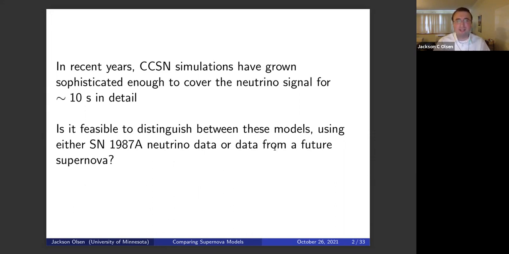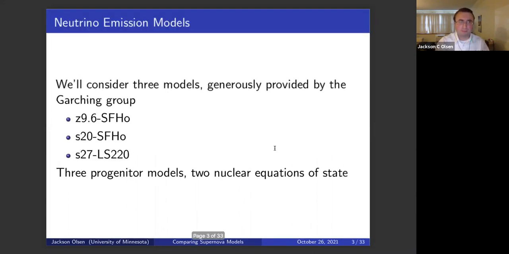And so this is the question that I'll be addressing today, and it also naturally splits my talk into two parts. The first addressing what we can do with the 1987A data, and then the second part with data from some future supernova. So I'll consider three models today. These were generously provided by the Garching group, and they vary in both the model's progenitor structure and also the high density nuclear equation of state.